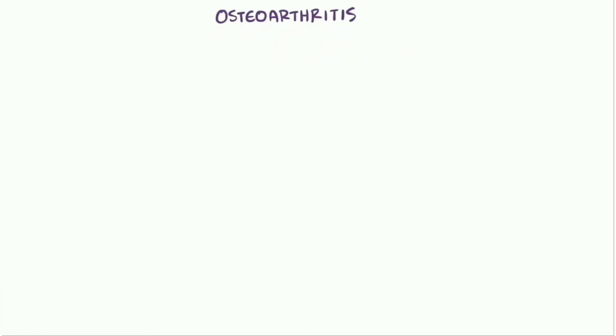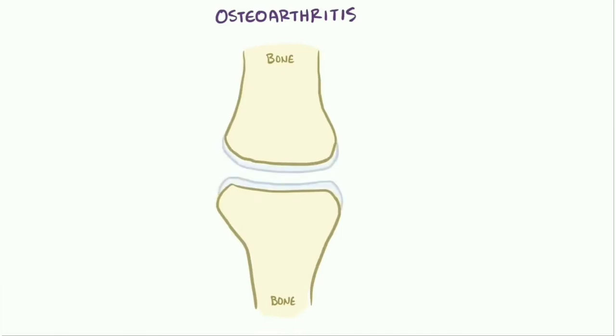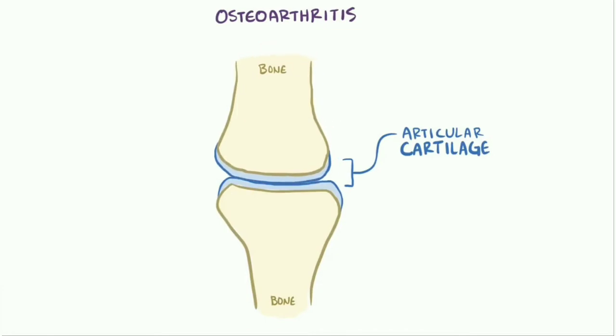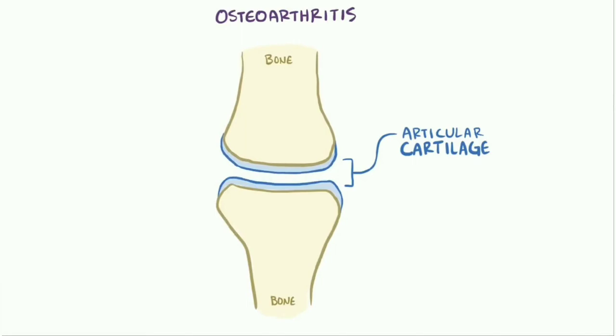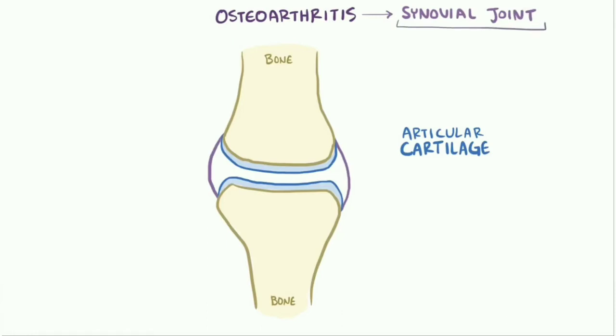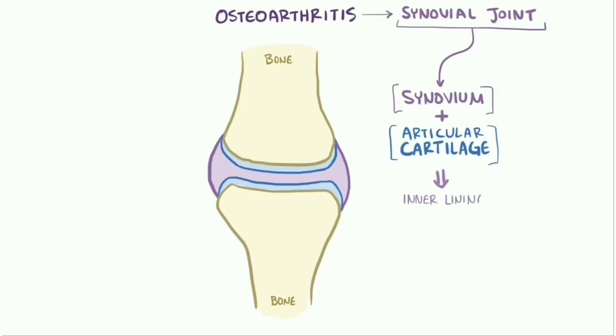A healthy joint consists of two bones, each covered by a layer of articular cartilage, a type of connective tissue that allows the two bones to glide over each other essentially without friction. With osteoarthritis, we're really talking about one particular kind of joint, the synovial joint. Along with the articular cartilage, another important component of the synovial joint, and where the name comes from, is the synovium, which, along with the surface of articular cartilage, forms the inner lining of the joint space.